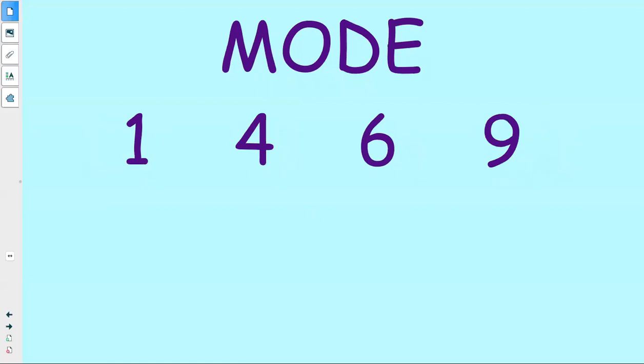The mode in this one, so I've only got 1, 1, 1, 4, 1, 6, and 1, 9. So none of the values and none of the members repeat themselves. So in this case, there is no mode. Okay.